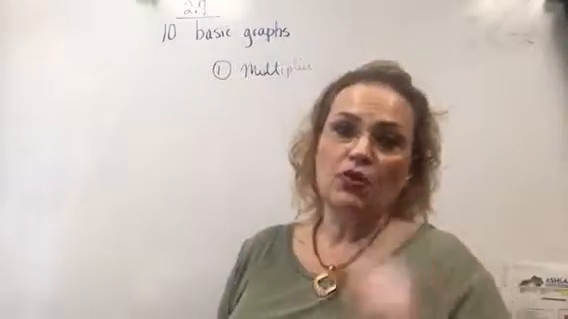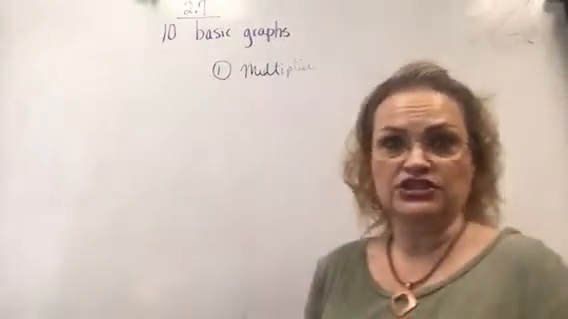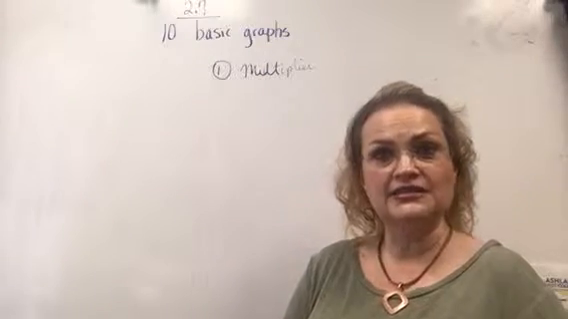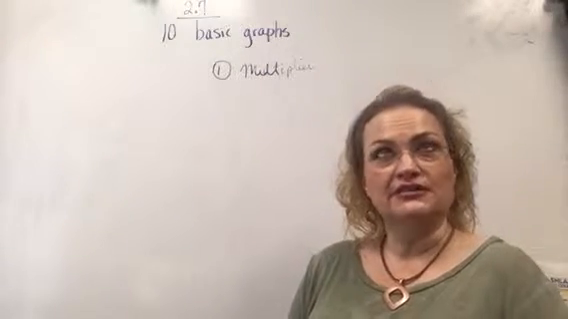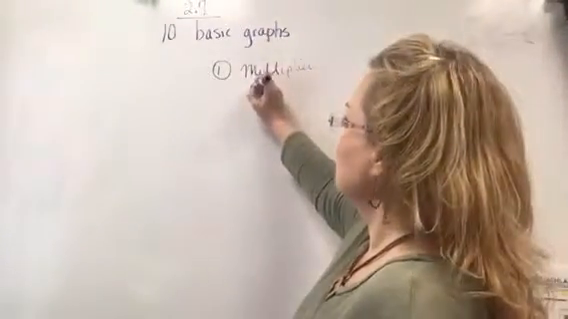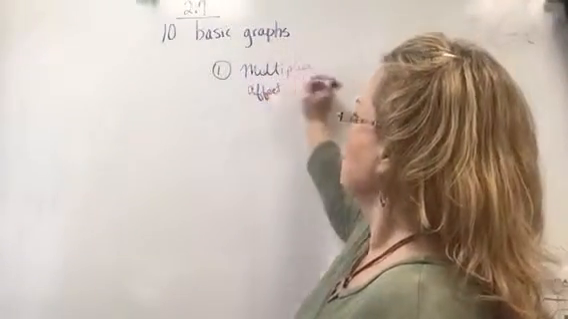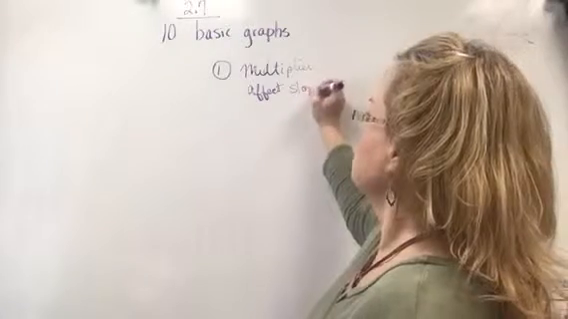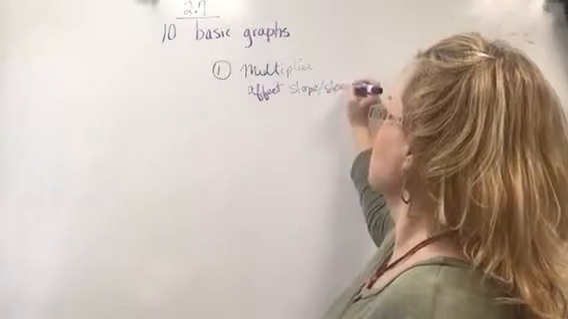If there is a number multiplied onto any of these functions, in front of the x, it's going to affect the steepness of the curve. So multipliers affect the slope, or the steepness, of your graph.